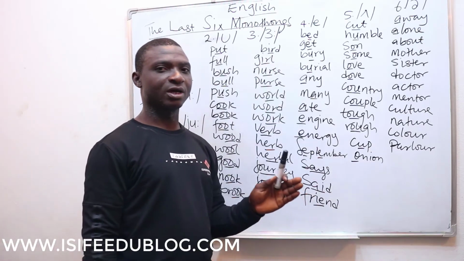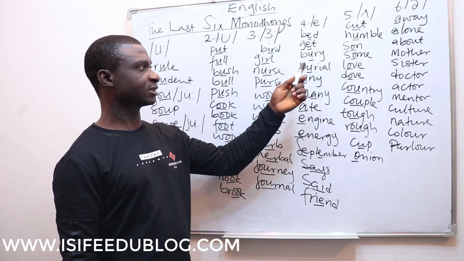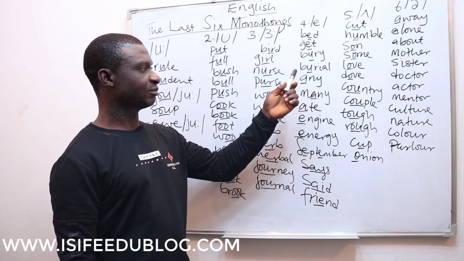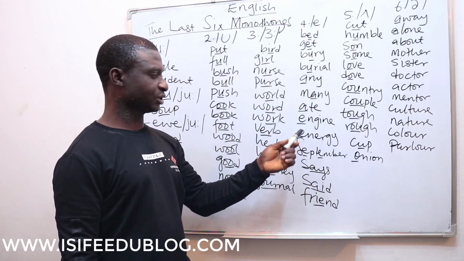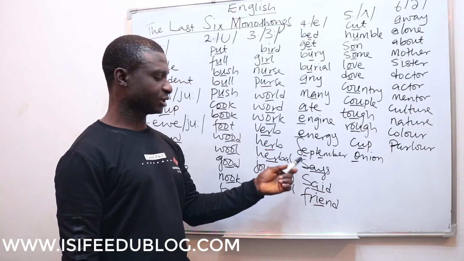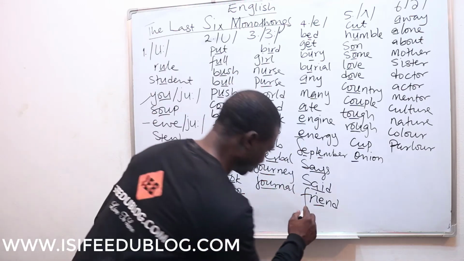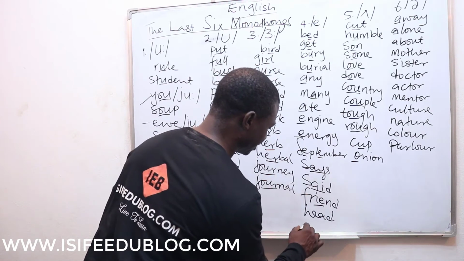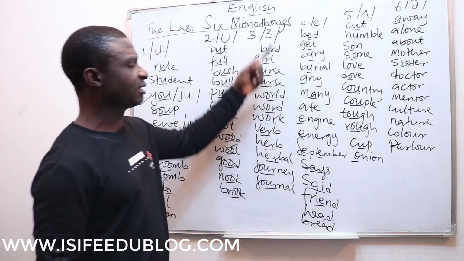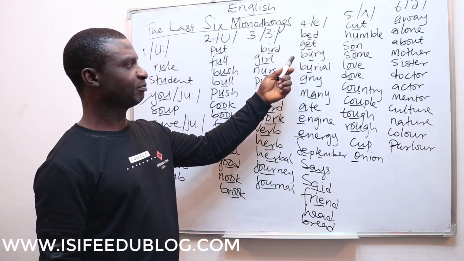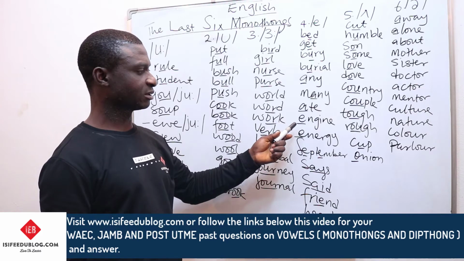Number four, that is the short version of bed, get, bury, burial, any, many, at, engine, energy, September, says, said, friend. You also have other examples as head, bread, with EA. Let's run through them again. Bed, get, bury, burial, any, many, at, engine.